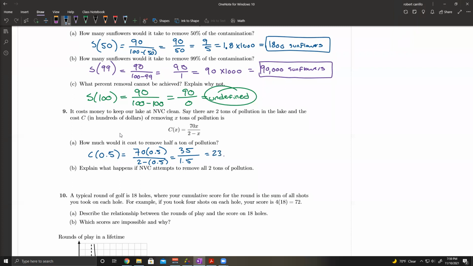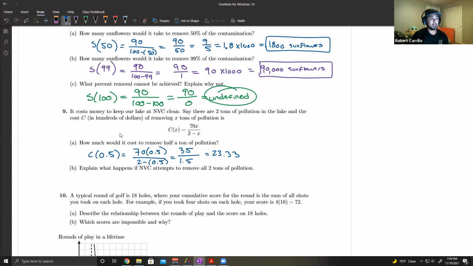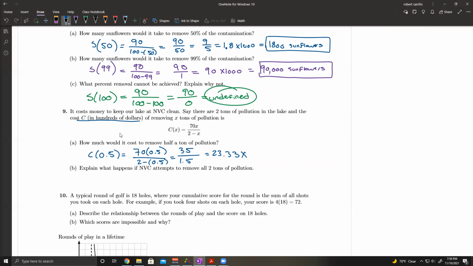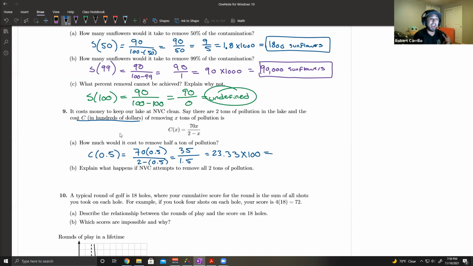$23.3333... 23.33 repeating. But remember, that price is in the hundreds. So what would we multiply 23.33 by? 100. So how much would it cost to remove half a ton of pollution?